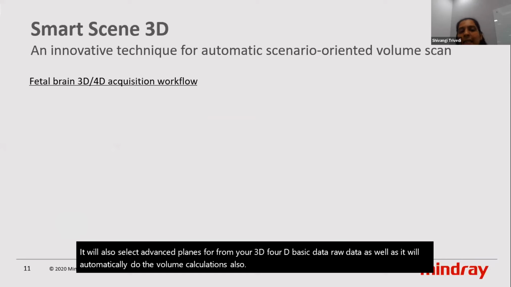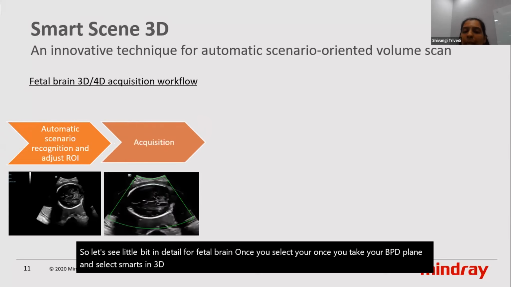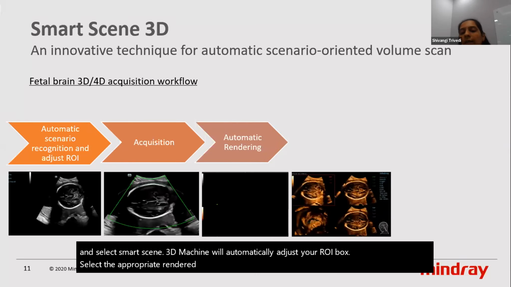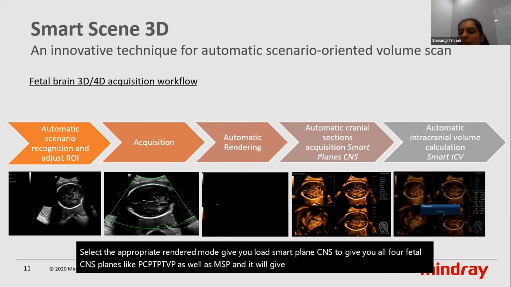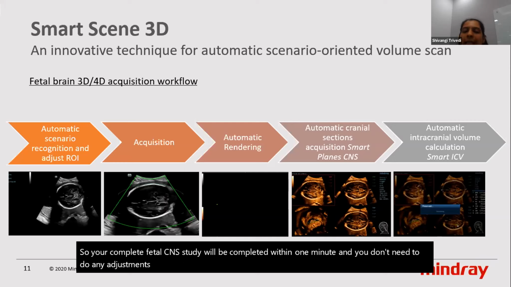So let's see a little bit in detail. For the fetal brain, once you take your BPD plane and select Smart Scene 3D, the machine will automatically adjust your ROI box, select the appropriate rendered mode, and load Smart Plane CNS to give you all 4 fetal CNS planes like TCP, TTP, TVP, as well as MSP, and it will give you all the measurements for fetal CNS. So your complete fetal CNS study will be completed within 1 minute, and you don't need to do any adjustments or press any other button.